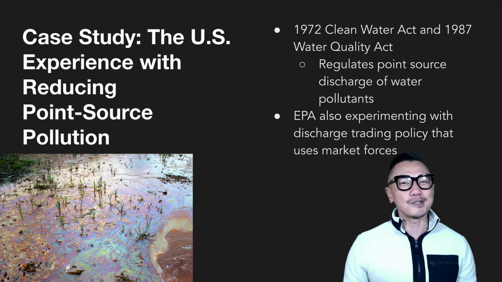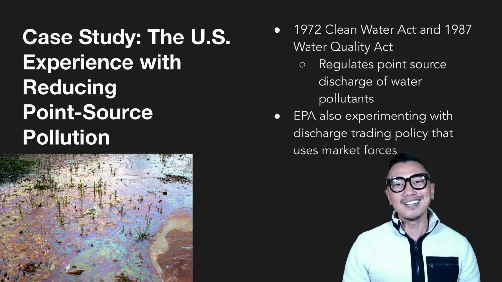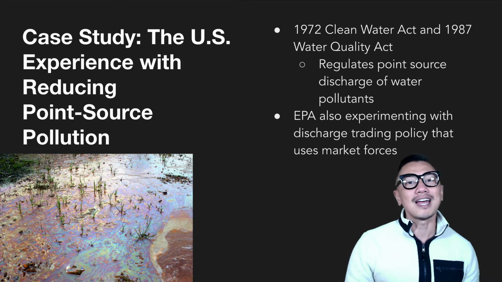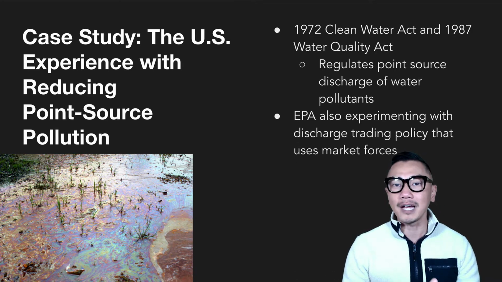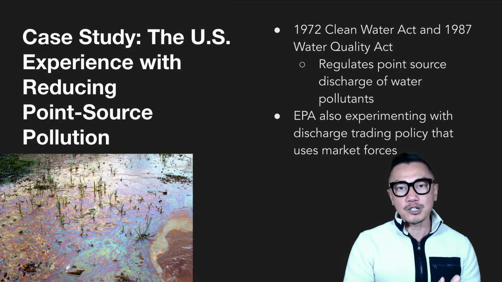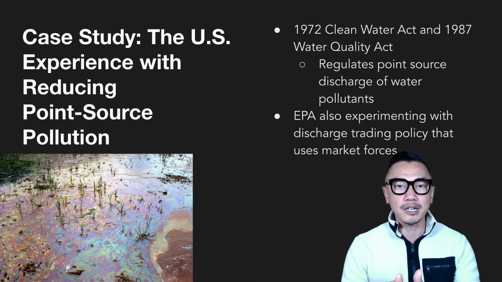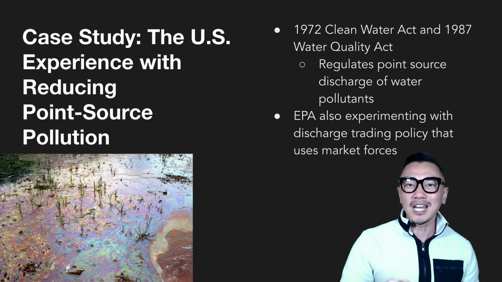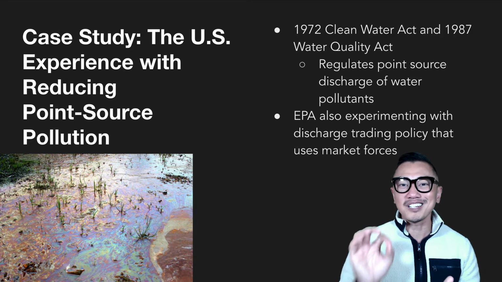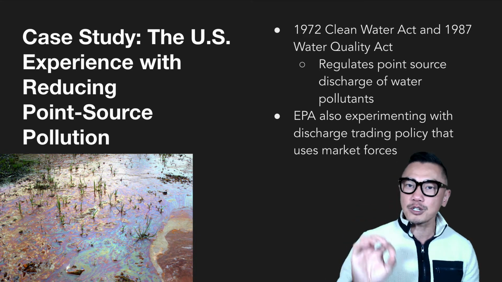The United States has had some success reducing point source pollution. The 1972 Clean Water Act and 1987 Water Quality Act regulate point source discharge of water pollutants. The Environmental Protection Agency, or EPA, is also experimenting with discharge trading. Companies are given a water pollutant discharge allowance. If they don't use their entire allowance, they can sell it to other companies that discharge too much of the water pollutant.